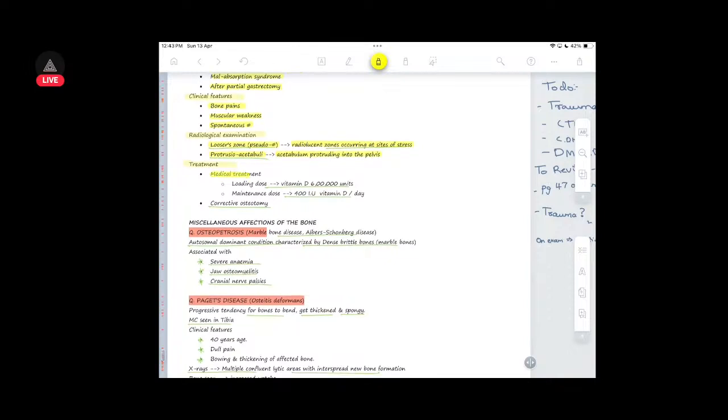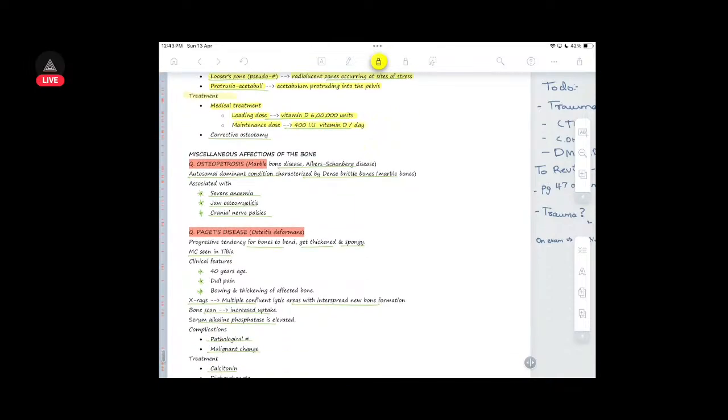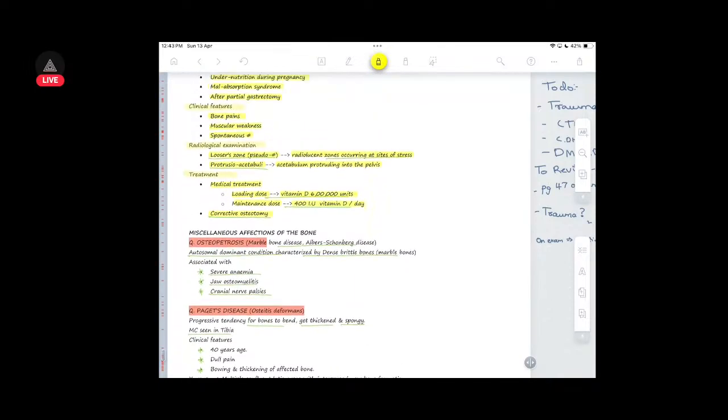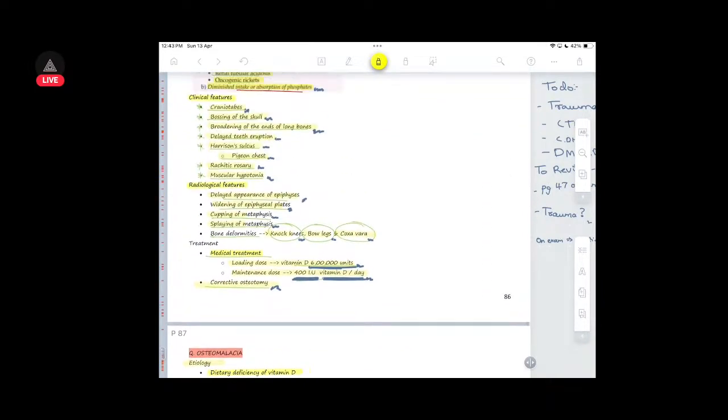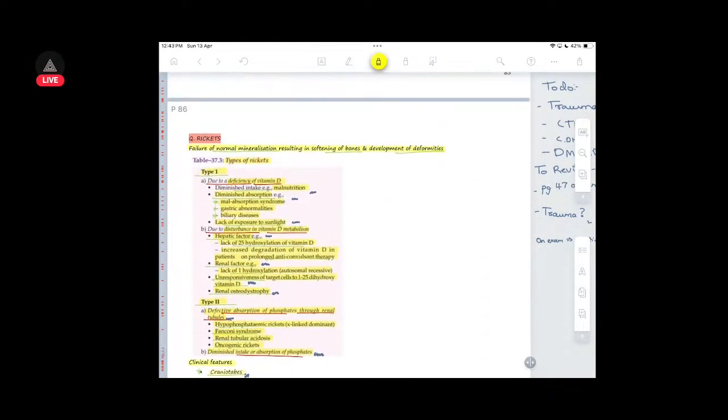So treatment, you have medical treatment, which is loading dose you provide, vitamin D 6 lakh units, maintenance dose again 400 international units vitamin D per day, and your corrective osteotomy. It can be done. Same treatment as rickets.